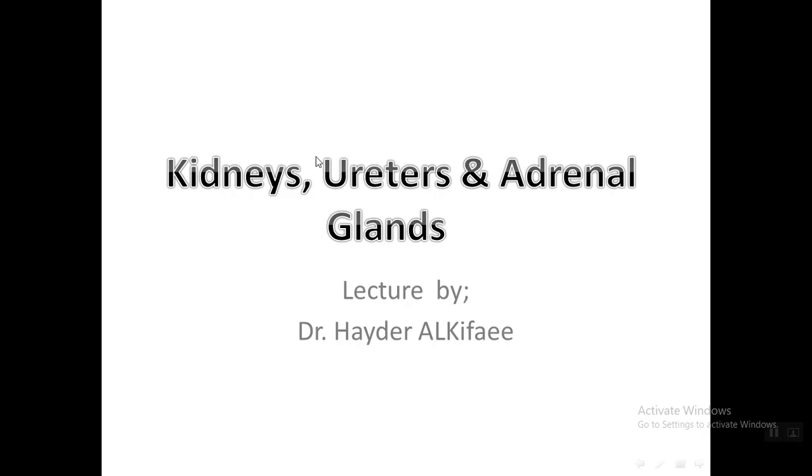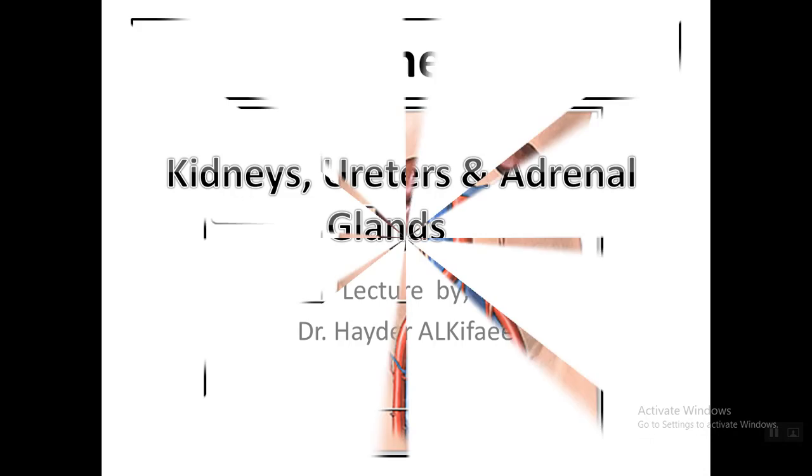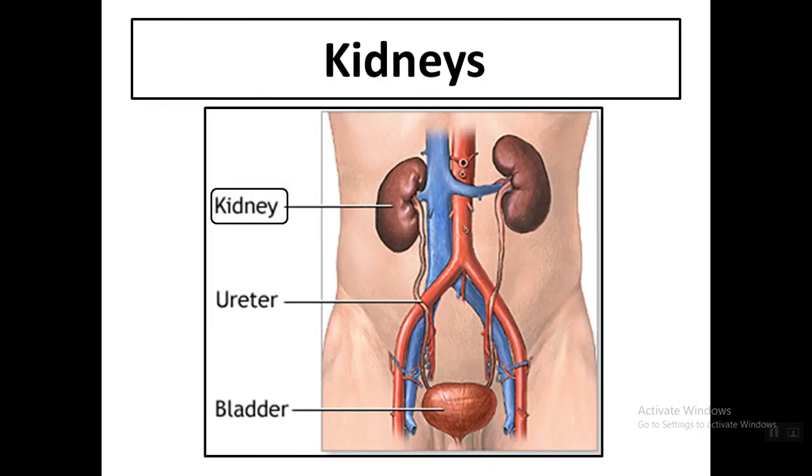Our lecture today is about the anatomy of kidneys, ureters, and the adrenal glands. First, the kidneys. From this figure, we can see that the kidneys are reddish-brown, bean-shaped organs. They have a convex lateral side and a concave medial side. They are situated on both sides of the vertebral column.